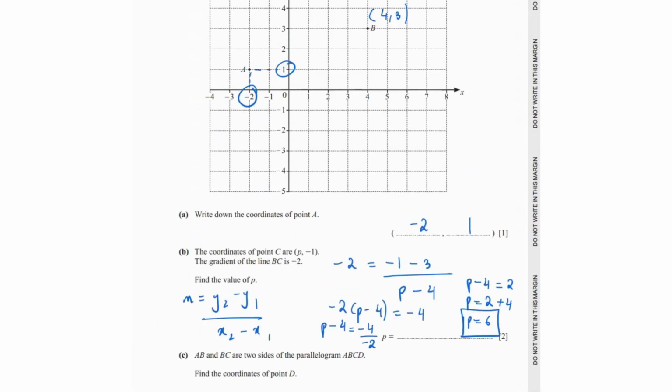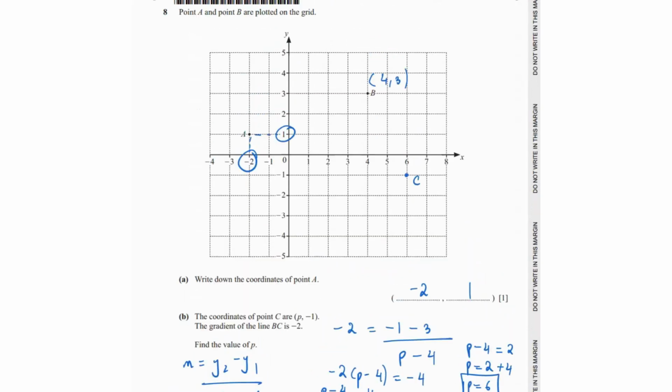So let's label C first. That's (6, -1). That's C. So D is going to be somewhere over here, and since it's a parallelogram, it will be 1, 2, 3, 4, 5, 6, and 2. I think over here. Yep. This is going to be D over here. Because over here we can see that it makes a parallelogram.